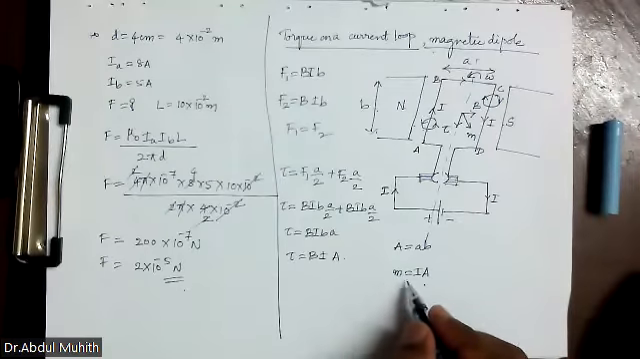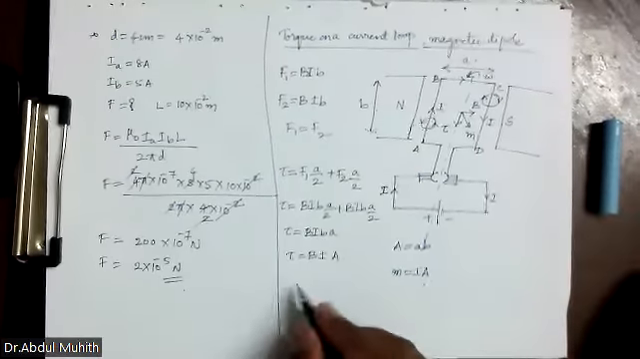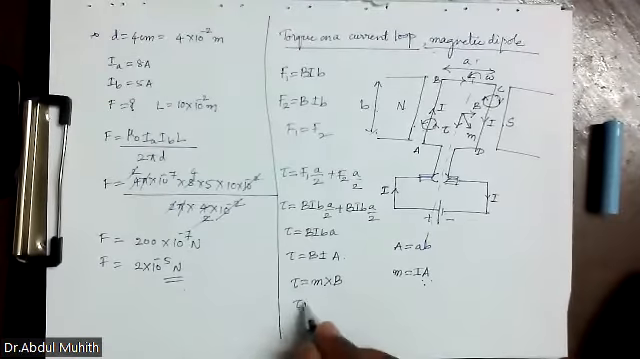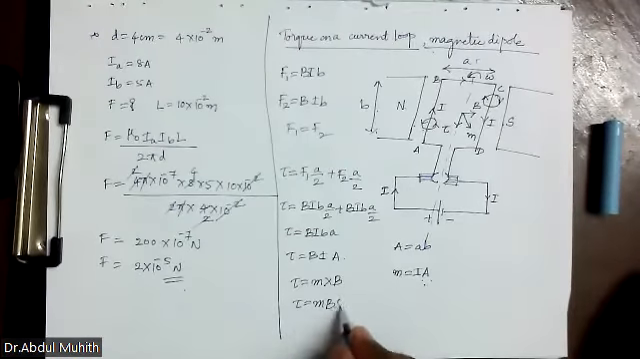So magnetic moment is current into area. So we can write tau is equal to what? M cross B. So we can also write tau is equal to MB sin theta. Is that clear? Tau is equal to M cross B, which is equal to MB sin theta.